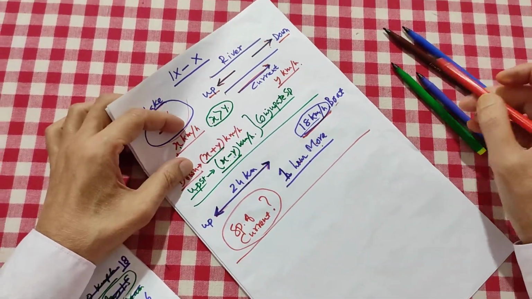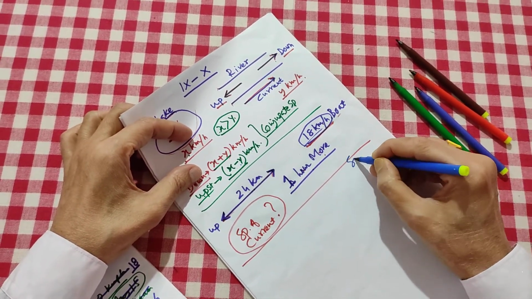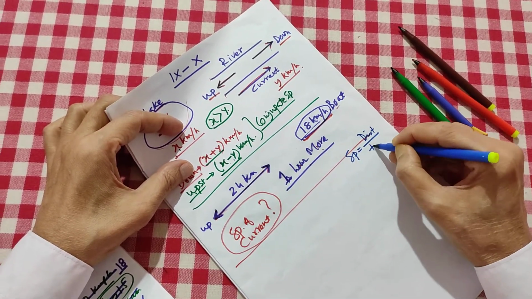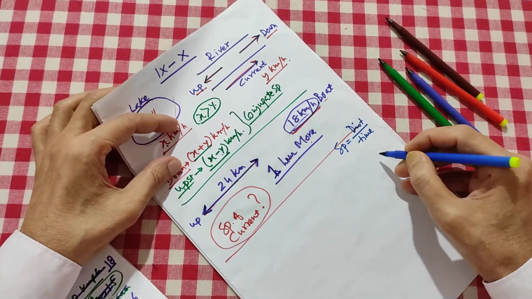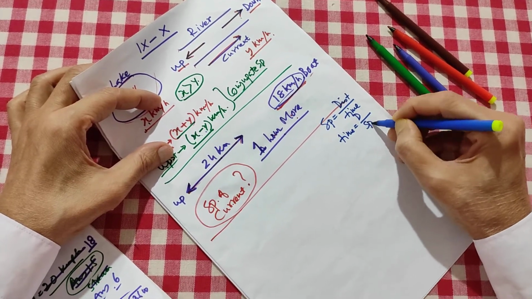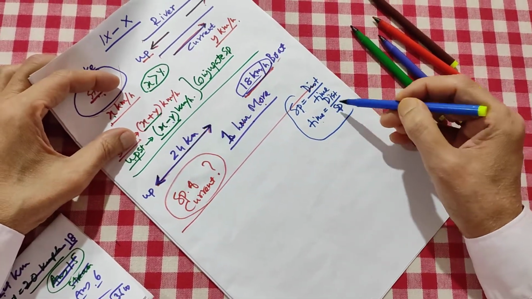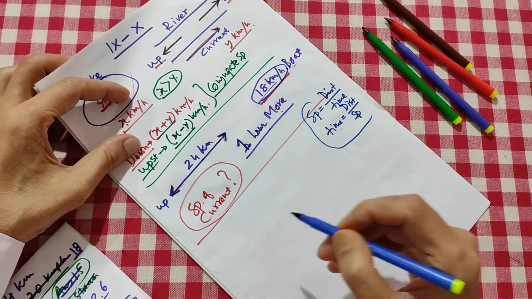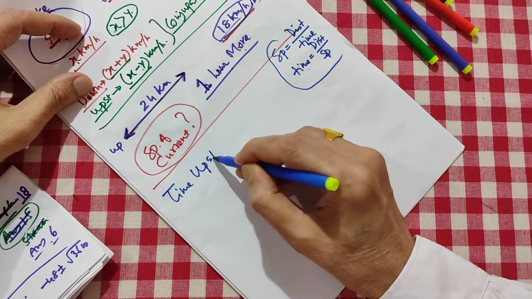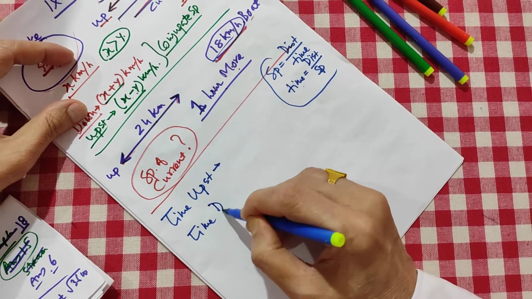Now to solve this problem, we have to take the help of this formula from science: speed equal to distance by time. So from here we get time equal to distance by speed, isn't it? So you know from science, speed equal to distance by time, therefore time equal to distance by speed. Now to solve this problem, we have to find out the time taken by the boat to go upstream, and we have to find also the time taken by the boat to come downstream.